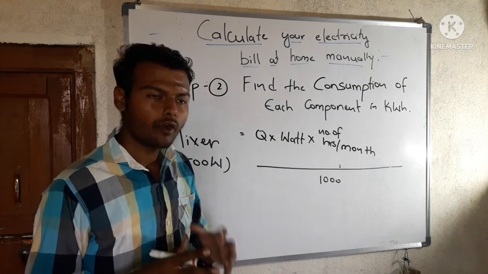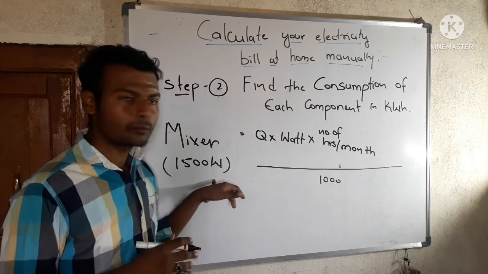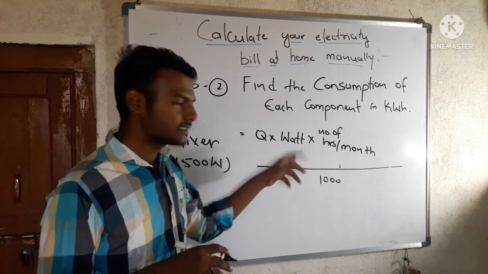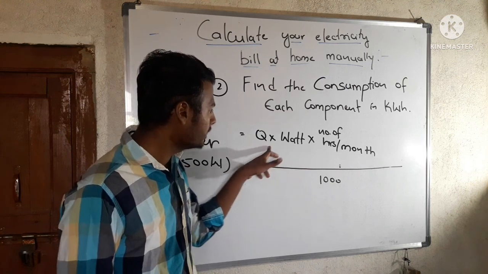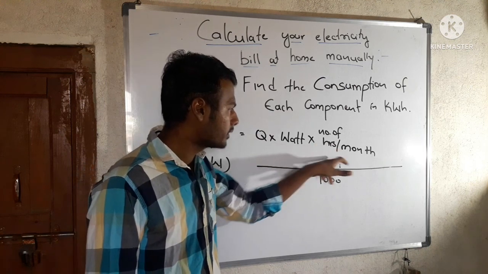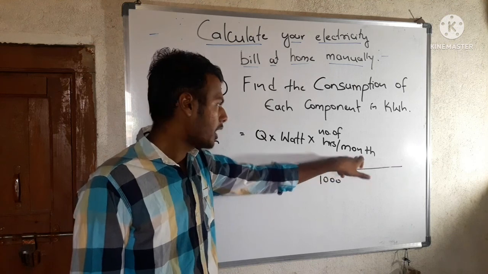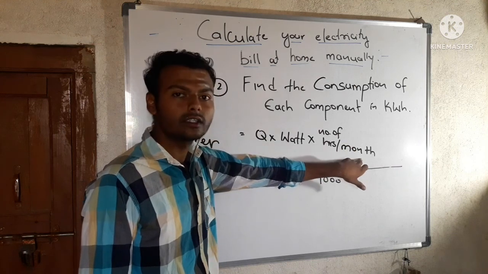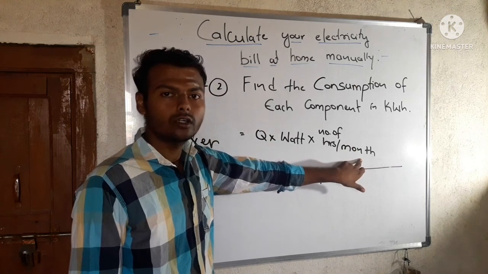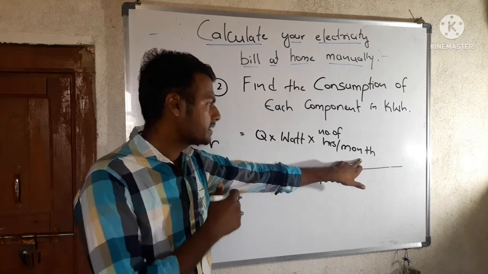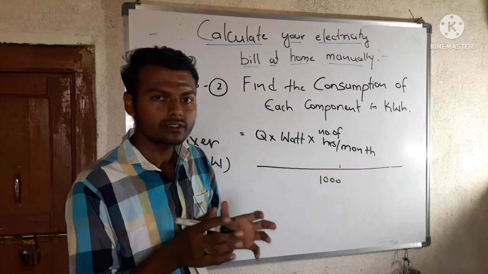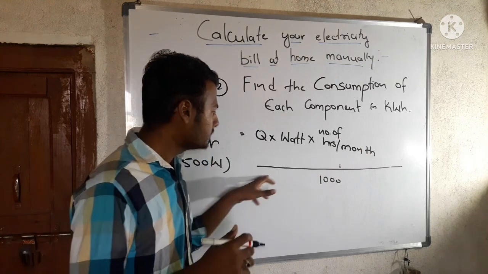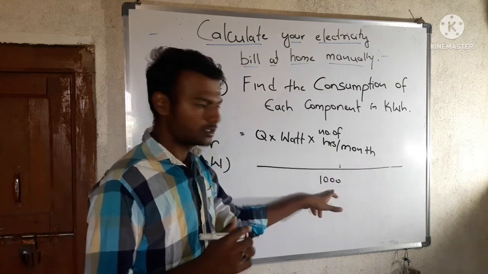If you want to calculate the consumption for a mixer, then there is a slight variation in the formula. That is Q into wattage into number of hours per month. Here we have taken number of hours per month because we do not normally use a mixer for hours in a day. We will take number of hours for a month, which is whole divided by 1000.